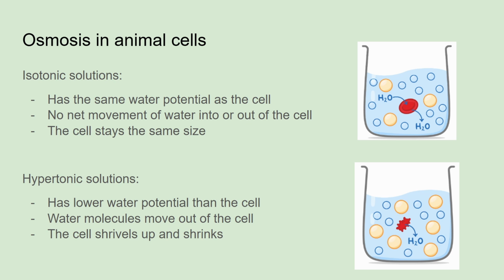In isotonic solutions, the solution has the same water potential as the cell, which means there's no net movement of water into or out of the cell, and the cell stays the same size. In hypertonic solutions, the solution has a lower water potential than the cell, water molecules move out of the cell, and the cell shrivels up and shrinks.